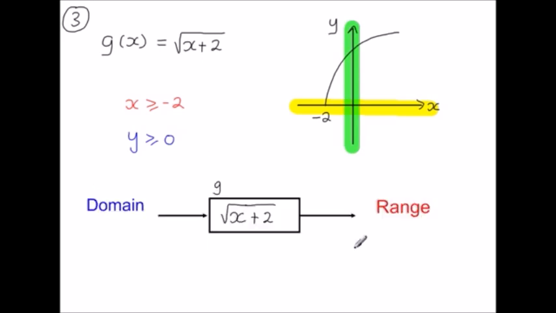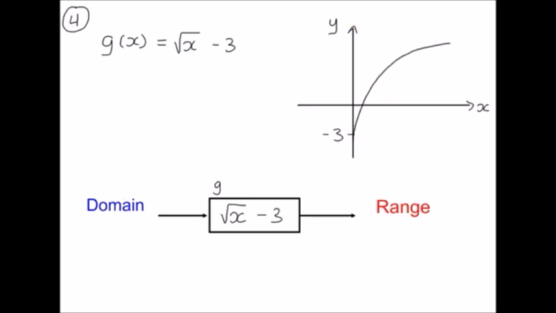We can use this function machine here. The domain represents any value of x that goes into the function, into function g, and the range is the output. So we have the input here and the output here. Example 4, the domain x has to be greater than or equal to 0, and the range y is greater than or equal to minus 3.